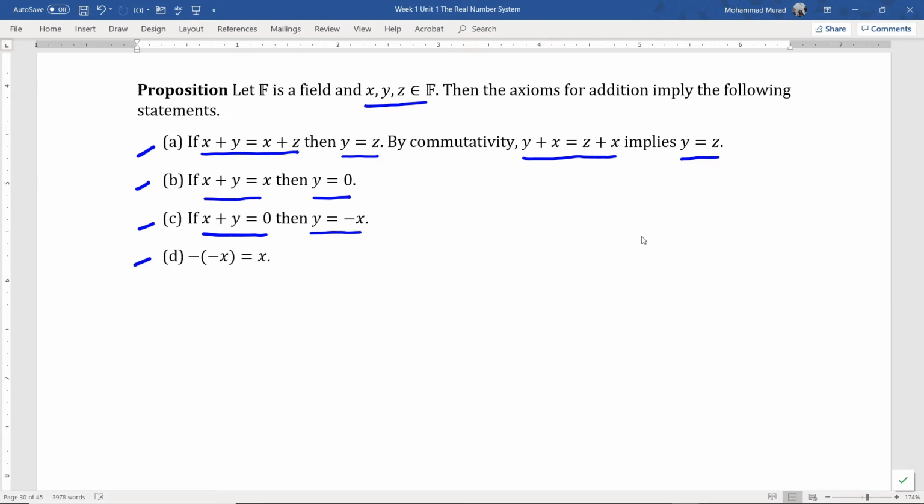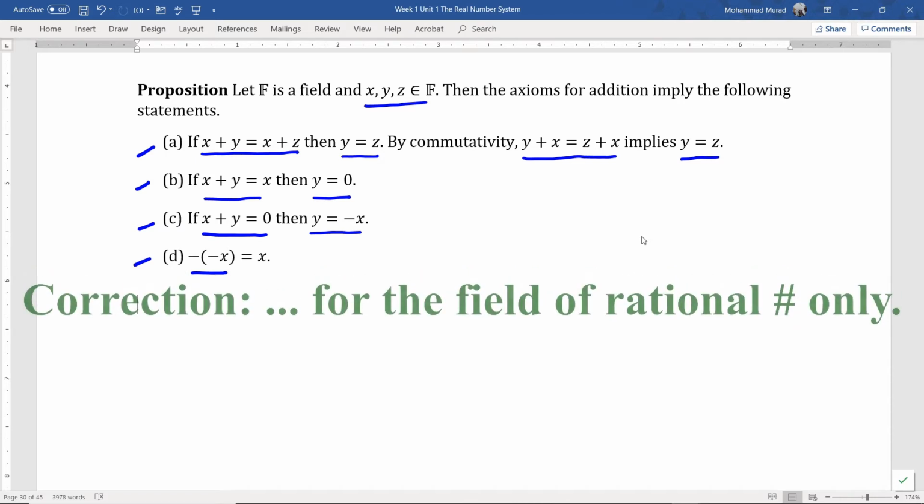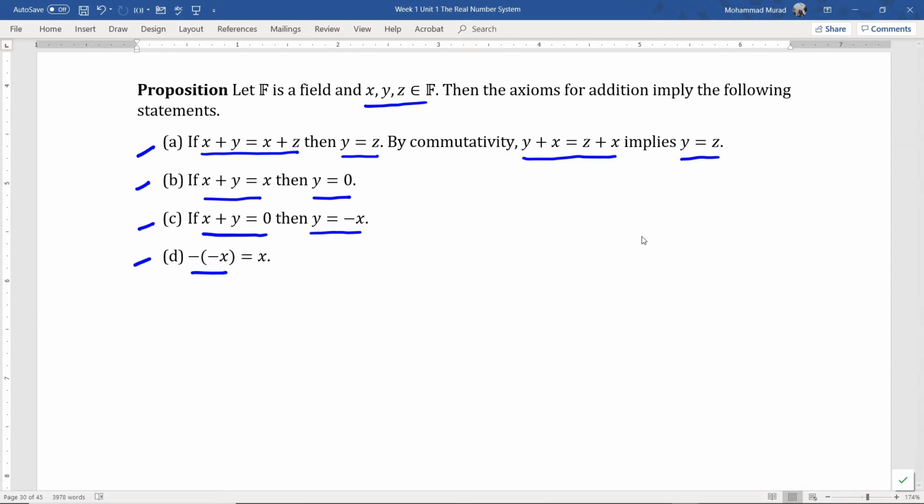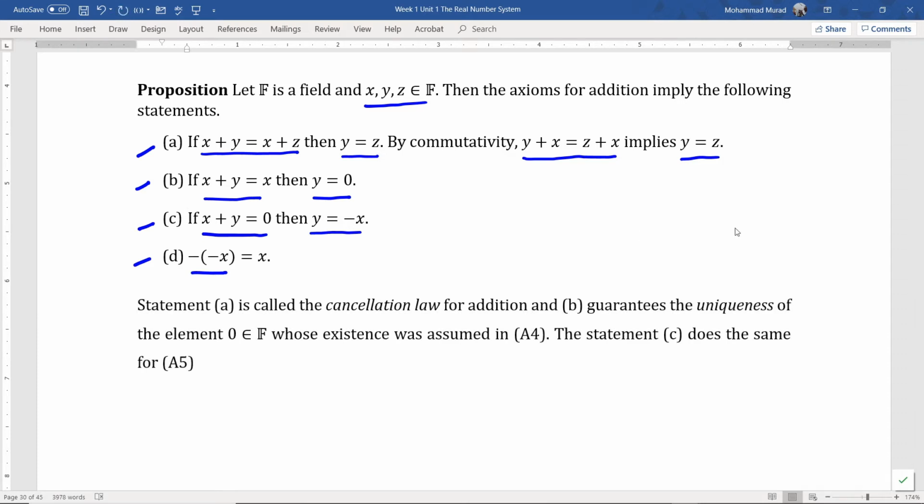D says the additive inverse of the additive inverse of the element x is exactly x itself. So the negative of negative x is x. These properties are true for any field, not necessarily for the field of rational numbers. The statement A is called the cancellation law for addition. For example, it says if x plus y equals x plus z, then y must be equal to z.